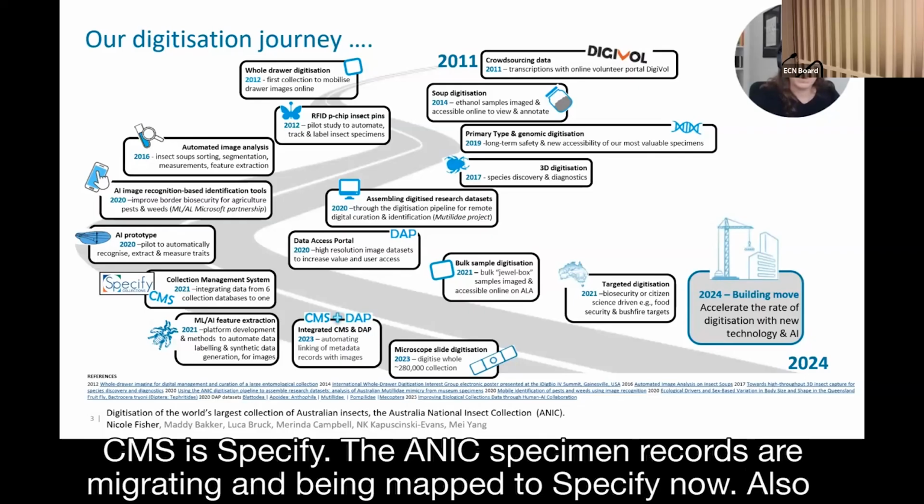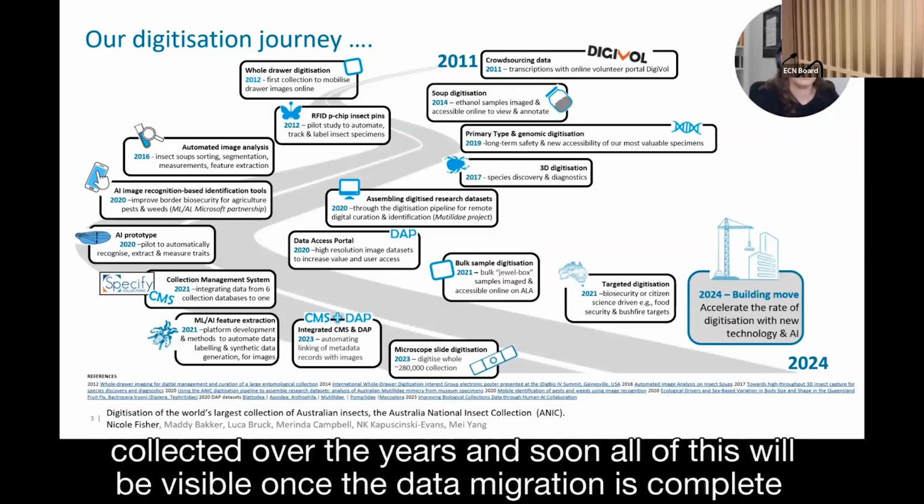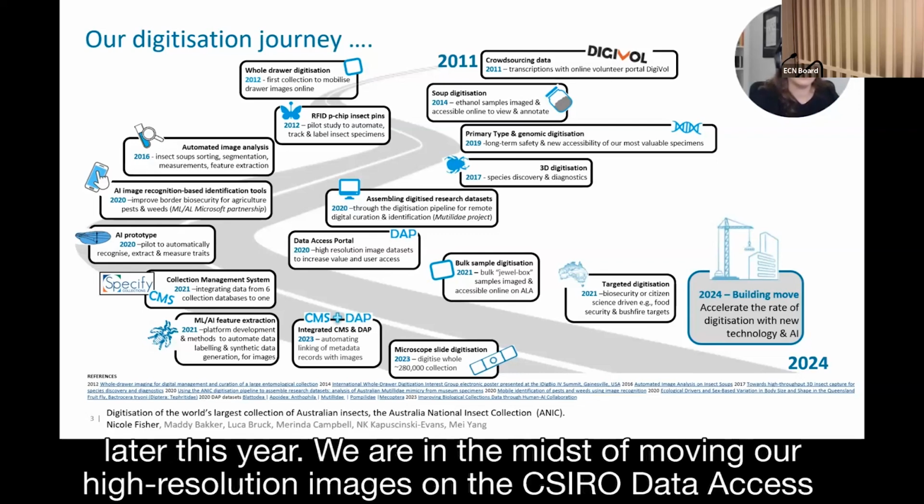The ANIC specimen records are migrating and being mapped to Specify now, also bringing in our transcribed records from DigiVol and massive amounts of bespoke spreadsheet files collected over the years. And soon all of this will be visible once the data migration is complete later this year.